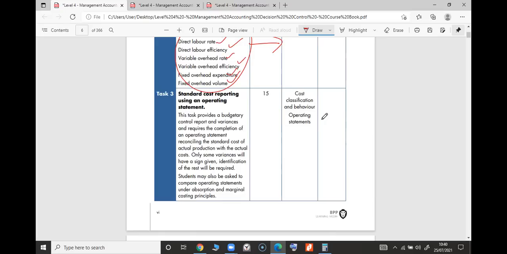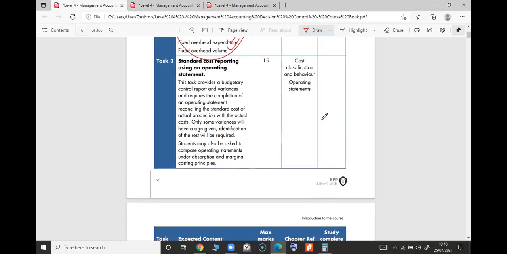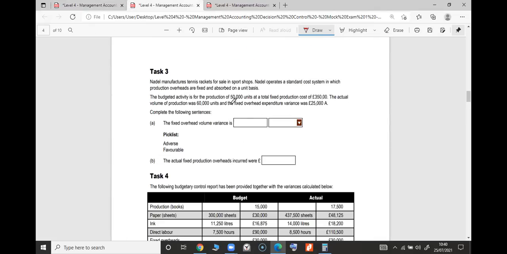Cost classification and behavior. Operating statement. Various items are going to be there, along with absorption, marginal, could be fixed overhead, operating statements. OAR could be absorption costing, marginal costing. Variances even could be, budgeting could be. So let's see, task number 3.